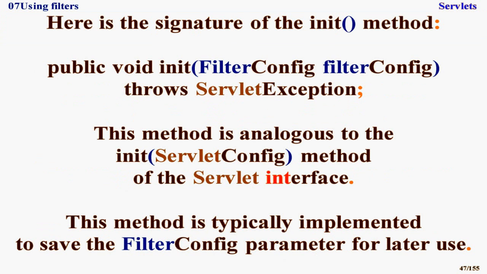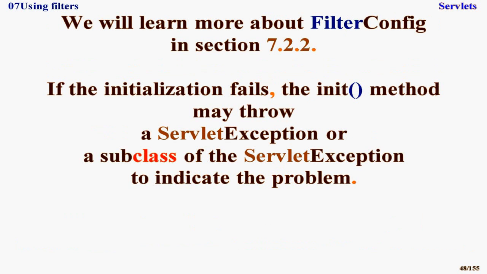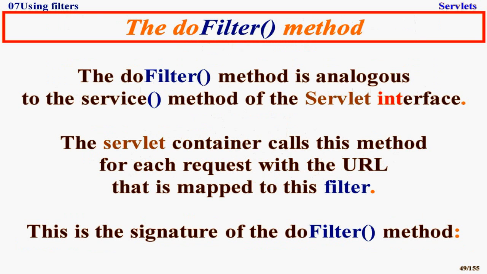This method is analogous to the init(ServletConfig) method of the Servlet interface. This method is typically implemented to save the FilterConfig parameter for later use. We will learn more about FilterConfig in section 7.2.2. If the initialization fails, the init method may throw a ServletException or a subclass of ServletException to indicate the problem.